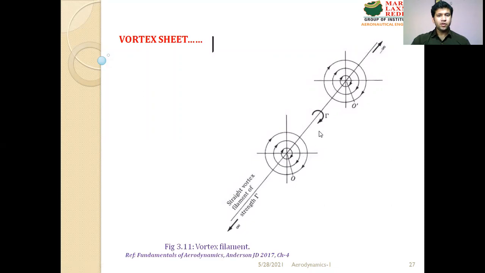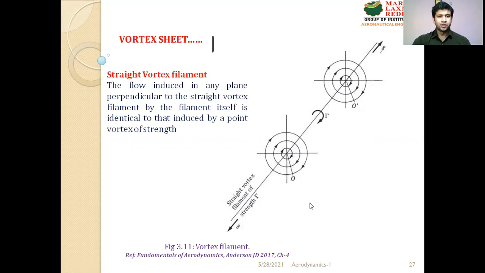So here, this is a vortex filament as we see. It's a point vortex and this is circulation which is concentric. This is 0, so it is represented by O. Similarly, one more point vortex is placed perpendicular to this, and both are joined with a straight line called straight vortex filament with the strength of gamma from positive infinity to negative infinity. The straight vortex filament. The flow induced in any plane perpendicular to the straight vortex filament by the filament itself is identical to that induced by a point vortex of the strength.